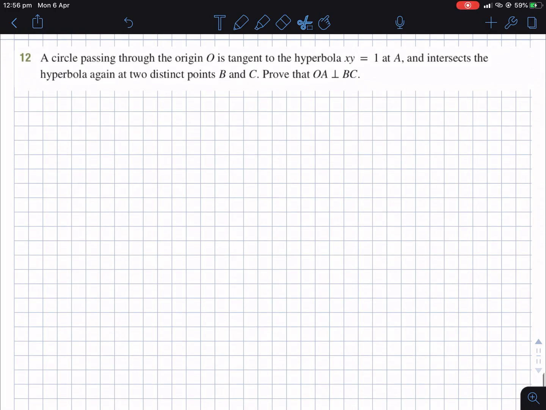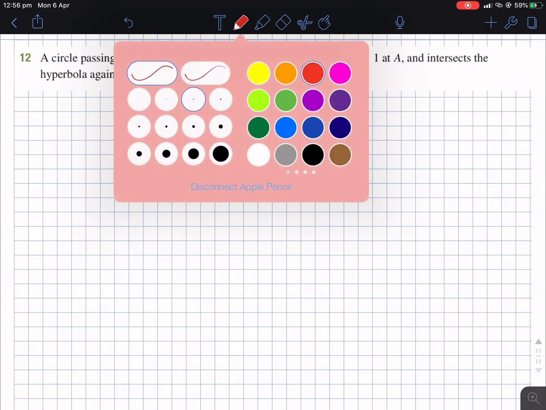Alright, question 12, last question of this chapter. A circle passing through the origin is tangent to that hyperbola at point A, and intersects it again at two other points. Prove that the line from the origin to A is perpendicular to BC. So let's actually draw this.